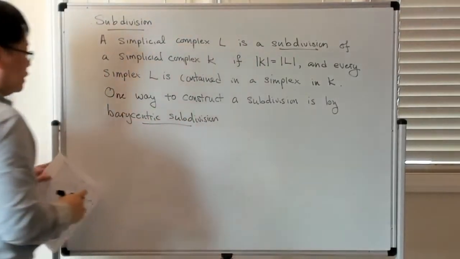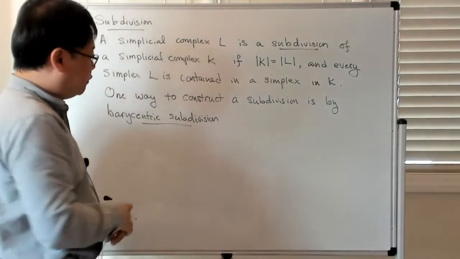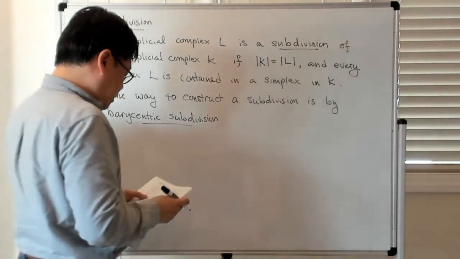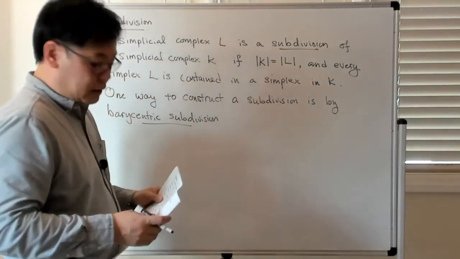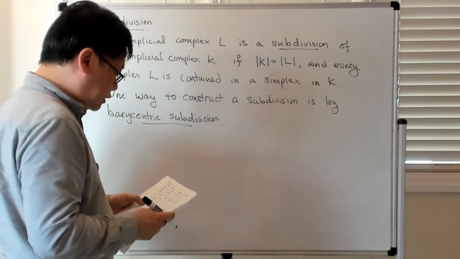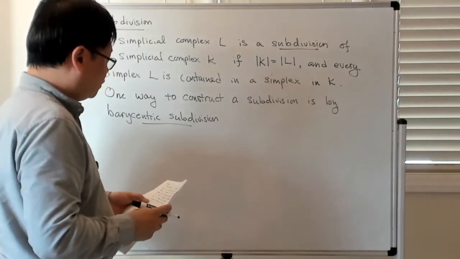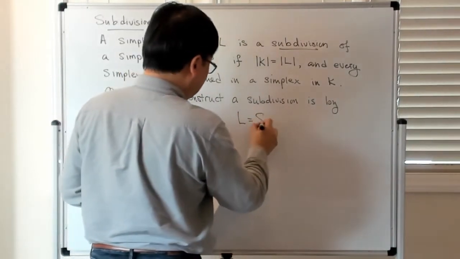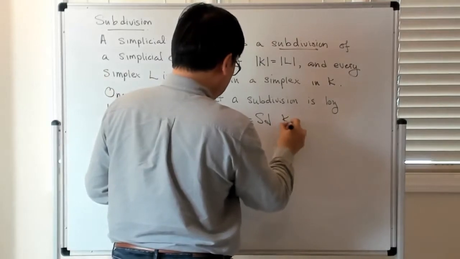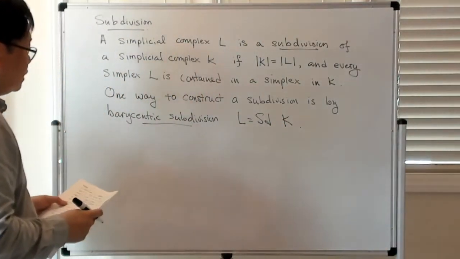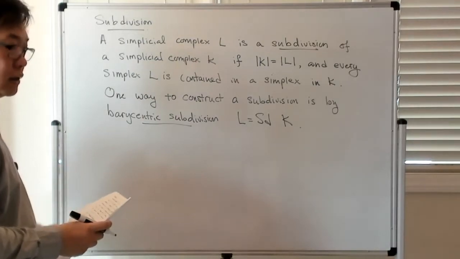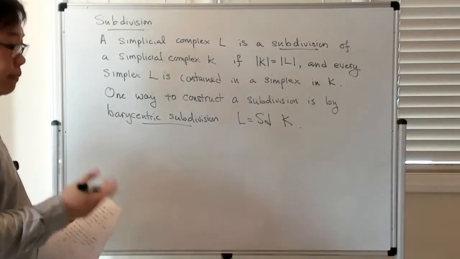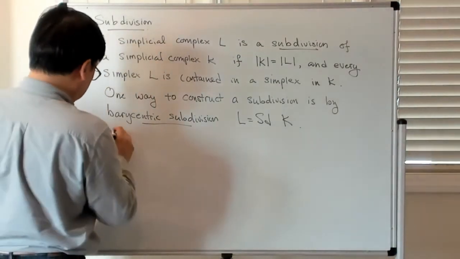The reason why it's called barycentric subdivision is because the barycenters are going to play an important role in this construction. I'll explain how you go about constructing this subdivision in two ways, and maybe one is more accessible to you. Anyway, I denote this by saying L is SD K, the subdivision of K. This is based on introducing new simplices which involve barycenters of simplices.